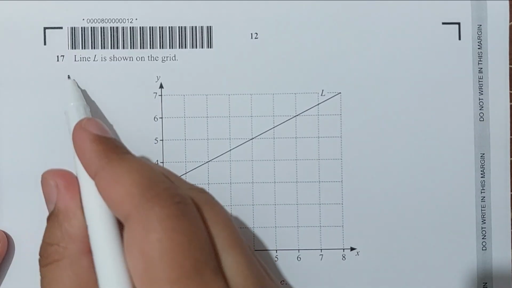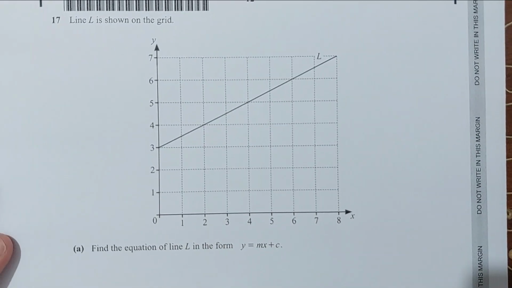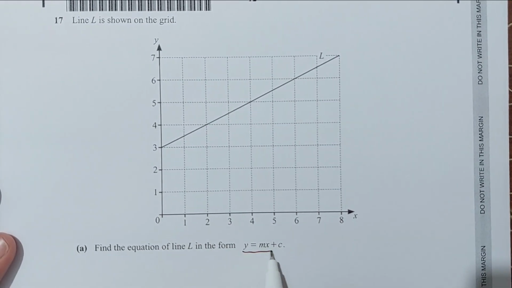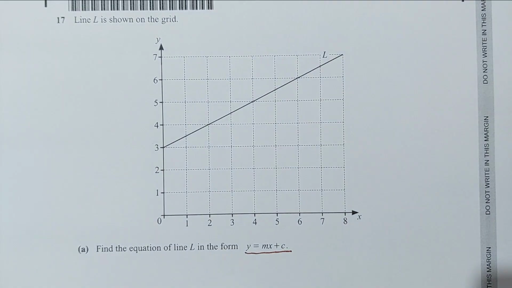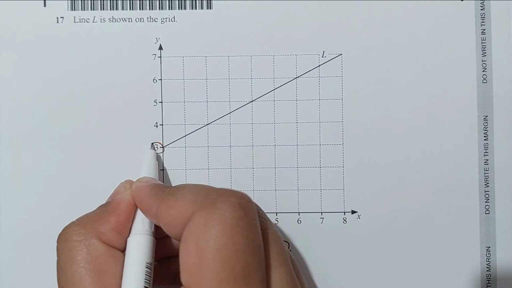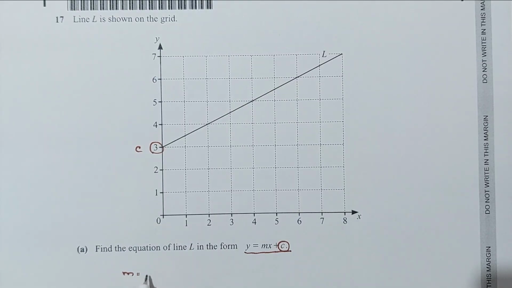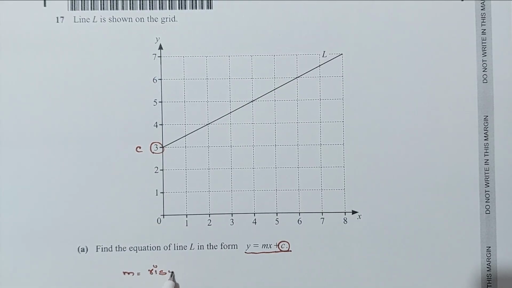Question number 17. Line L is shown on the grid. Part A. Find the equation of line L in the form y equals mx plus c. C is the y-intercept. So what is the y-intercept? The y-intercept is 3. So that is c. So m is the slope, which is rise over run, right? Which is rise over run.